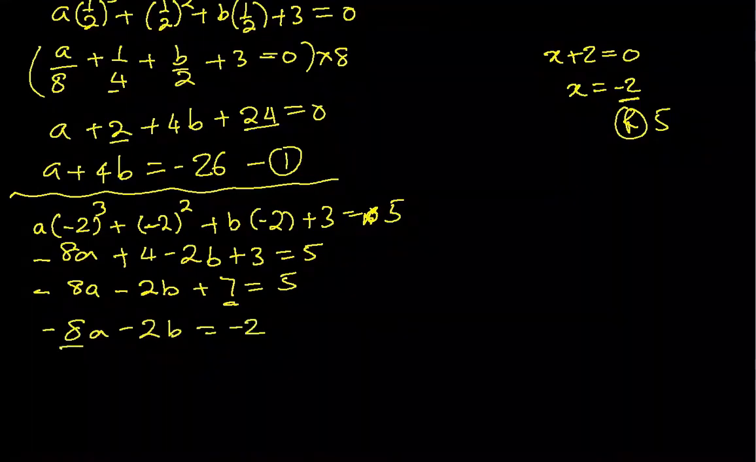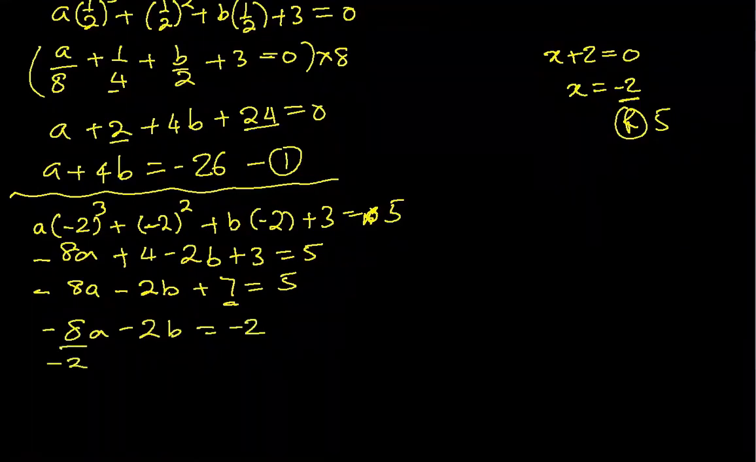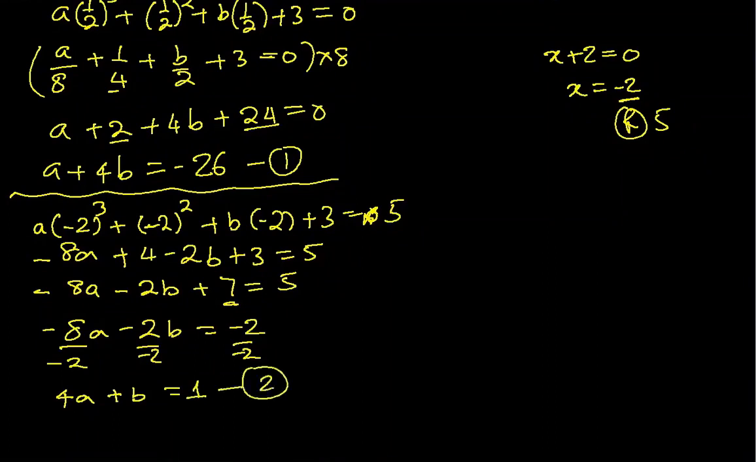Let's divide the whole equation by minus 2 because all of them are negative and all of them are even. So we get a simpler version of this. 4a plus b equal to 1. This is equation number 2.